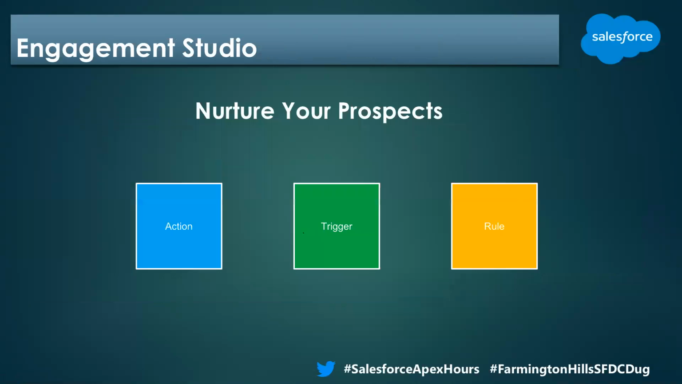Okay, and now we're on to my favorite part of Pardot, which is the engagement studio. So this is the really nice canvas where you can build your nurture journeys. There are three different things you can do in the engagement studio. And they are color coded, so keep an eye out for those. But we have actions, triggers, and rules. But the best way to take a look at them is to actually go into Pardot itself.